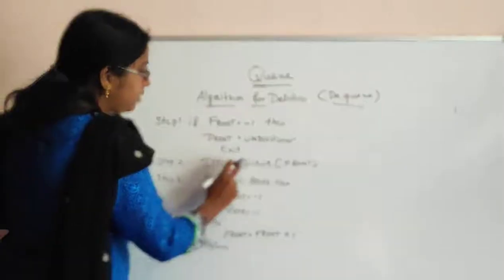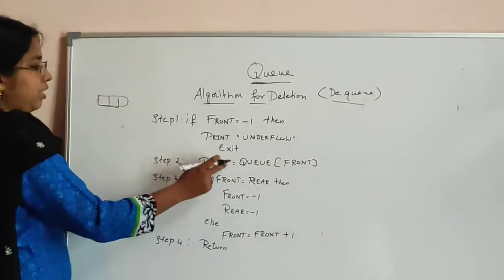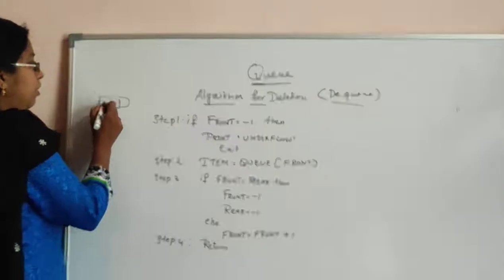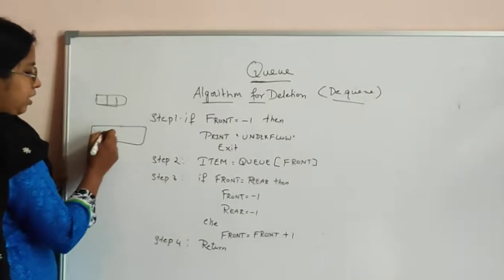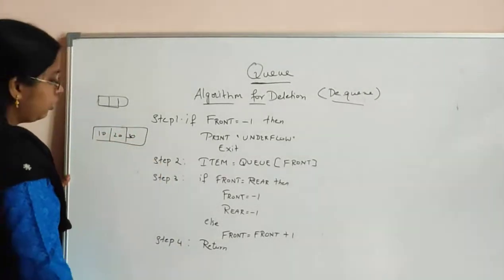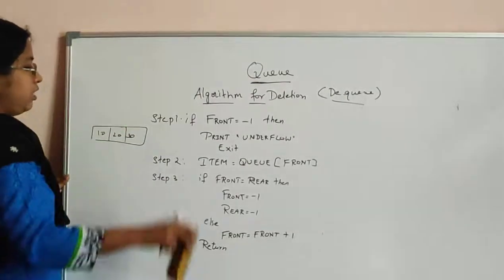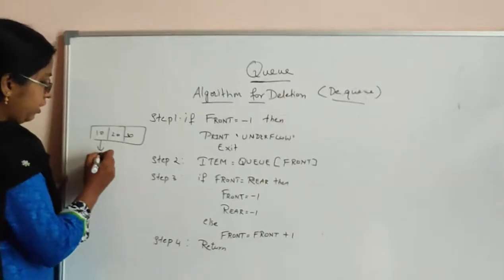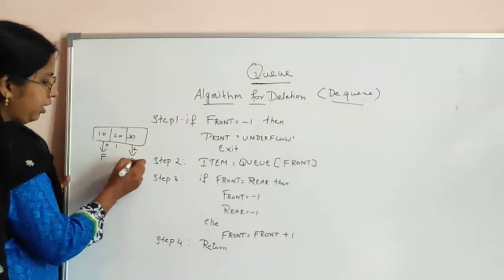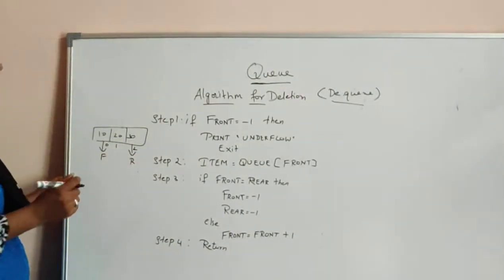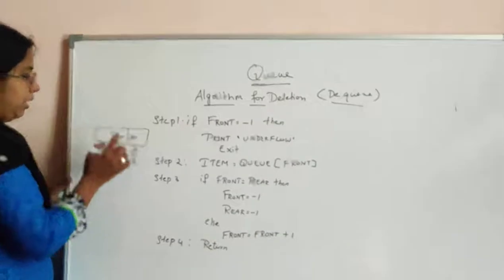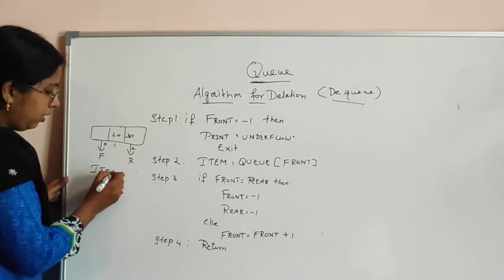Okay, so next is item equals queue of front, that is whatever element is there in queue of front will be assigned to item. For example, there is a queue 10, 20, 30. In this queue, the front is position 0 and rear is position 2. So the element in the front will be deleted. Queue of front, 10, will be deleted and it will be assigned to item.